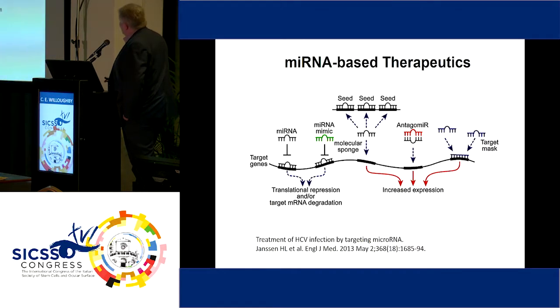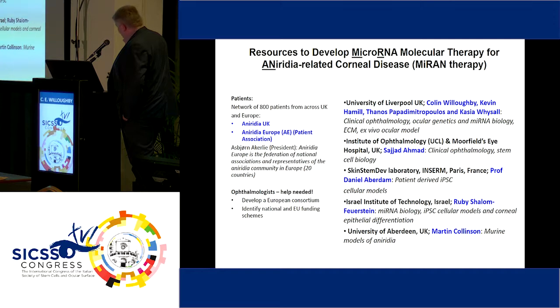So to develop this, we've set up a consortium of patients that involve Aniridia UK and Aniridia Europe. And we have a team of scientists and ophthalmologists based in the UK, Paris, Israel. And really we'd like to develop a European consortium, and that may be something that SICSSO can help with, so that doctors can contribute patients and clinical data so that we could establish a clinical and research network for aniridia-related keratopathy.